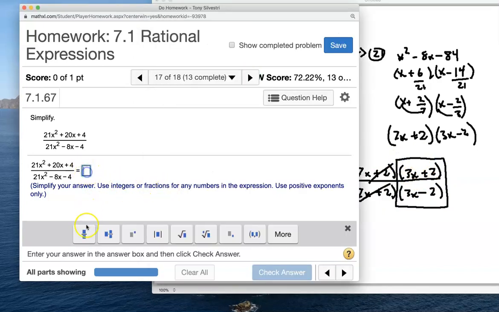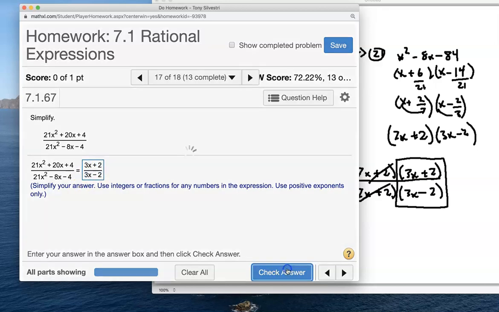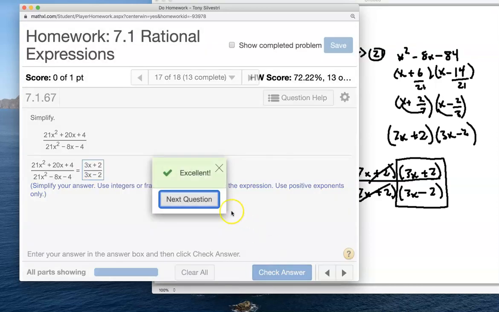Okay, I'm going to make a fraction. 3x plus 2 over 3x minus 2. Check your answer. Uh-oh. That's it. Good. Great, great, great.